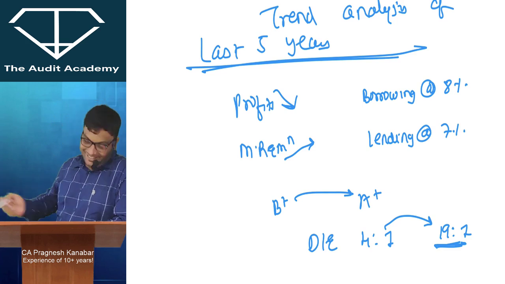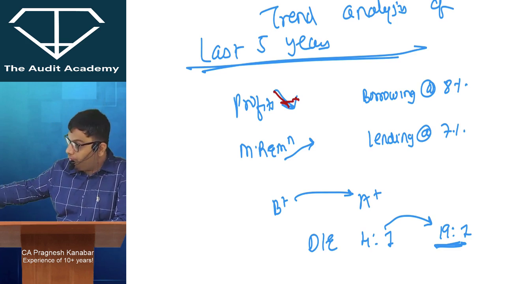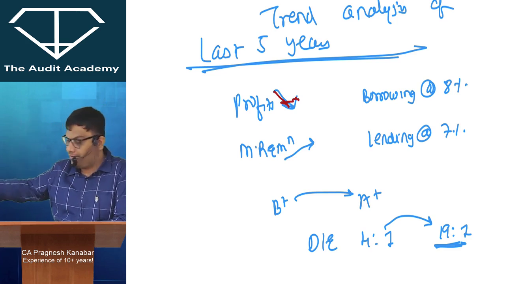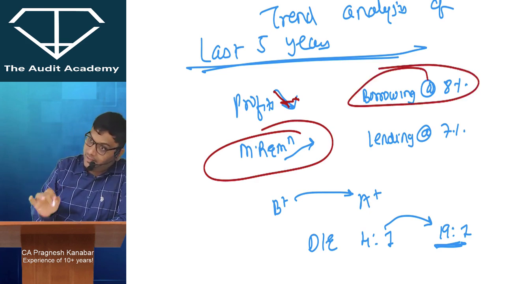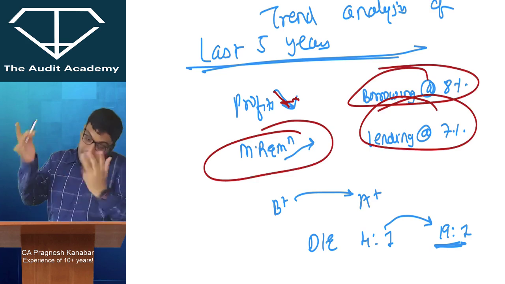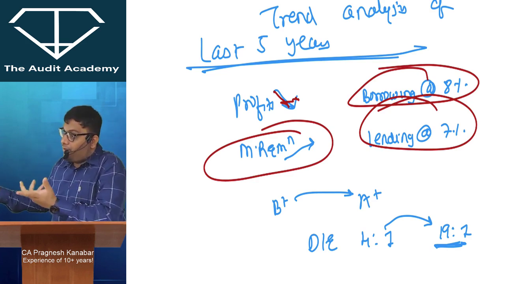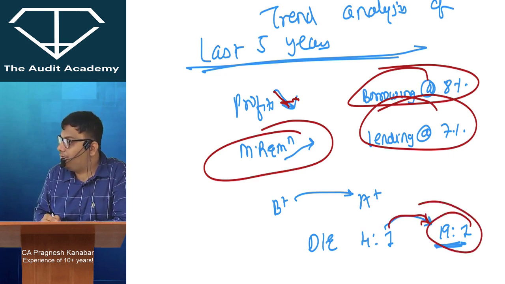What is this? Profits are declining. Acha, company is about to get into losses now. From high profits, they are going to losses. And managerial remuneration is increasing. Borrowing at 8% since last 5 years and lending at 7%. And magically credit rating has improved, even though debt equity ratio has gone from 4:1 to 19:1.